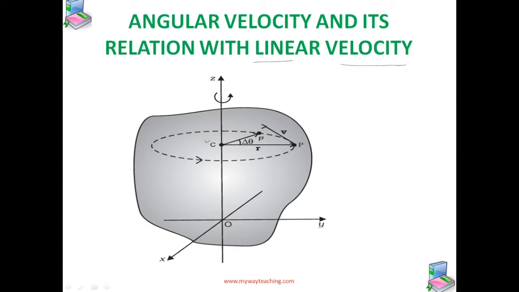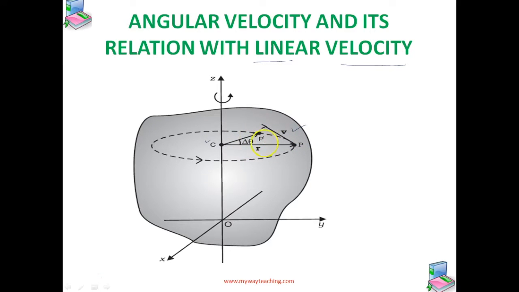The radius of the circle is what? R, the perpendicular distance of the point P from the axis. We also show the linear velocity vector v of the particle at point P. You can see here the linear velocity of the particle at point P is along the tangent at P to the circle, isn't it?